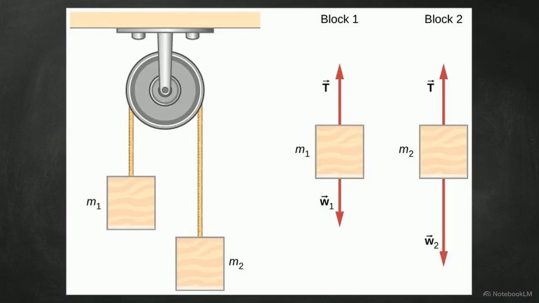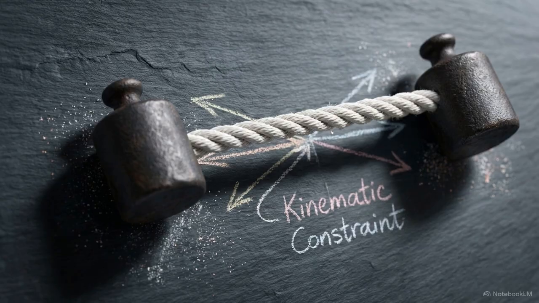Instead, we draw two separate free body diagrams. For the first mass, a tension vector points up and a smaller weight vector points down, resulting in upward acceleration. For the second mass, the same upward tension fights a much larger downward weight vector. These two isolated diagrams are linked by a kinematic constraint. A kinematic constraint is a physical restriction on a system's motion.